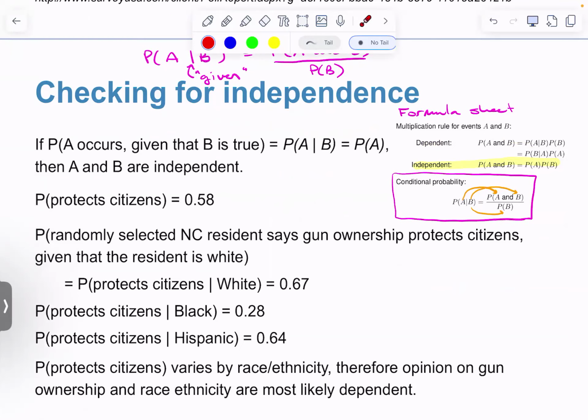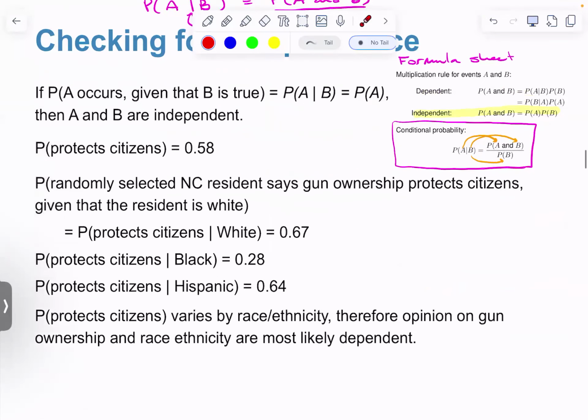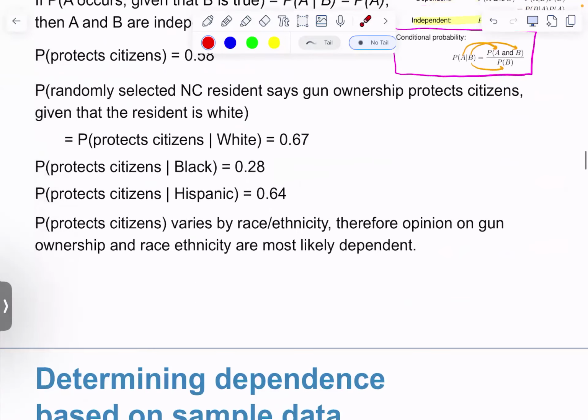We already talked about this when we made our table, but the overall probability that it protects citizens is 0.58. And so then we've got all these given probabilities, and because these are all different from the overall probability, we suspect that there's a relationship, or they're most likely dependent, right? Because it varies.